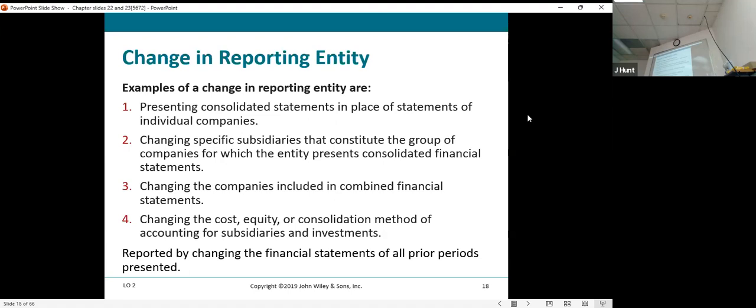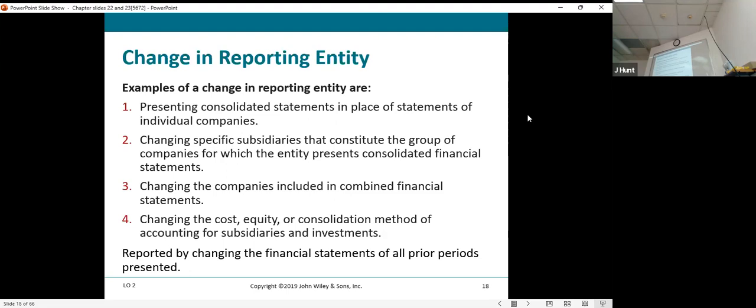So these are examples: presenting consolidated statements in place of individual ones, changing subsidiaries that constitute the group of companies. If I had 4 subsidiaries, now I only have 2. Changing the companies included in combined statements. Some companies may have included 4 before, and they had 10, and now they decide to include 6 more, right? Changing from cost, equity, or consolidation method is also considered a change in reporting entity.